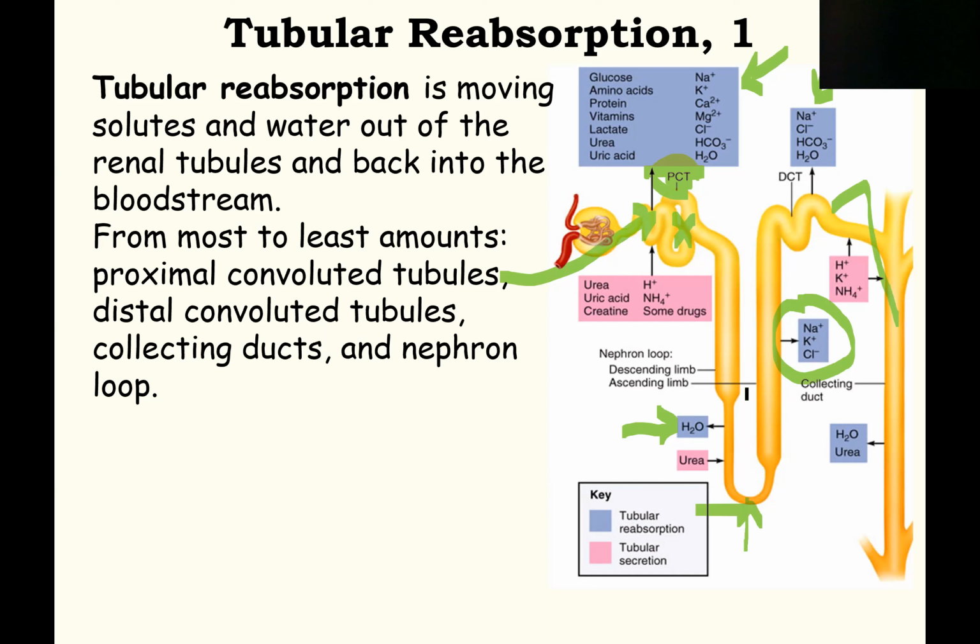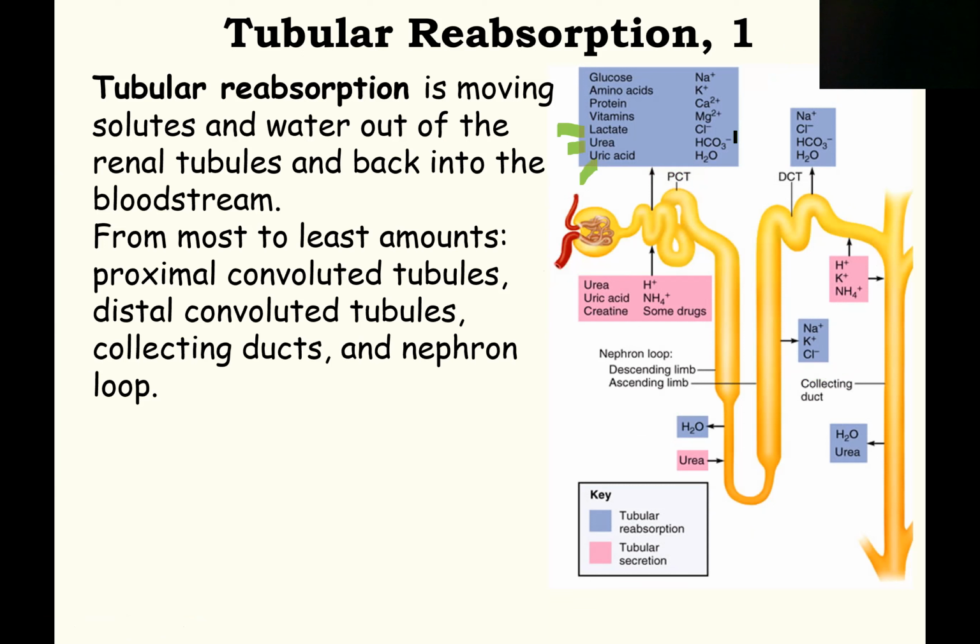All right. So, unfortunately, if we look at this list, we're going to see some things that we don't want back. We don't want lactate. We don't want urea. We don't want uric acid. If we have too much sodium, we don't want it back. But we do want things like glucose, amino acids, proteins. We do want water back. We want to conserve that.